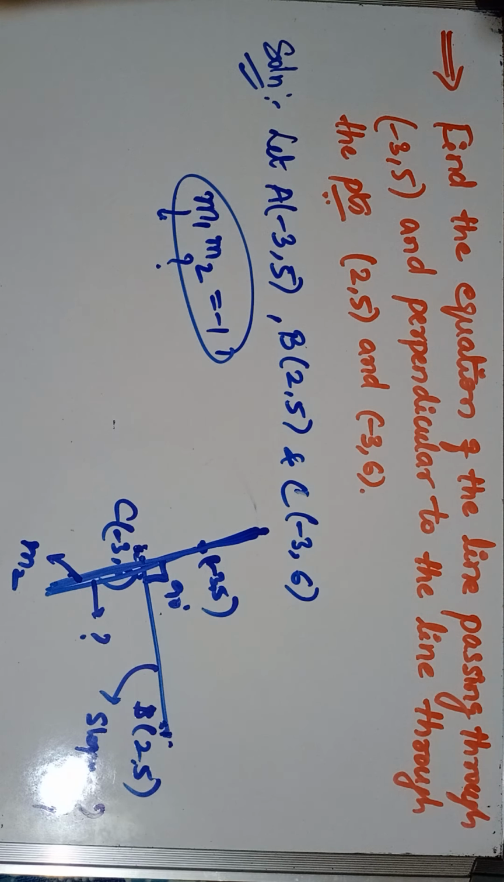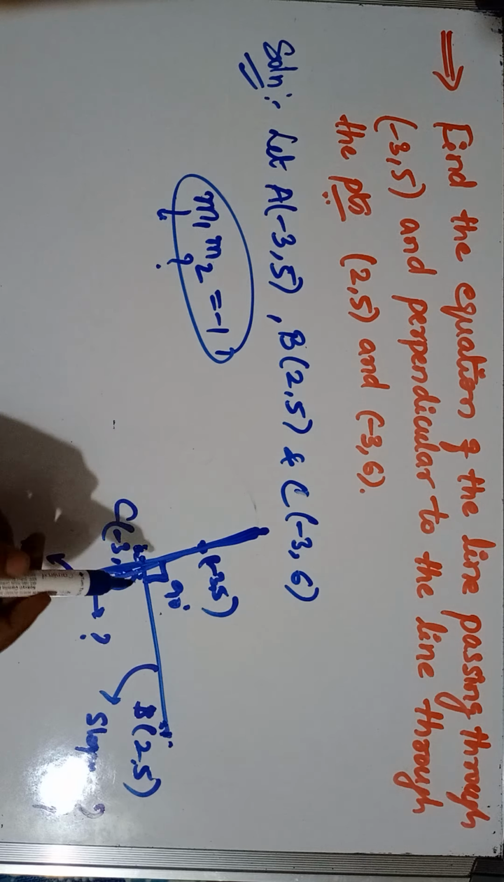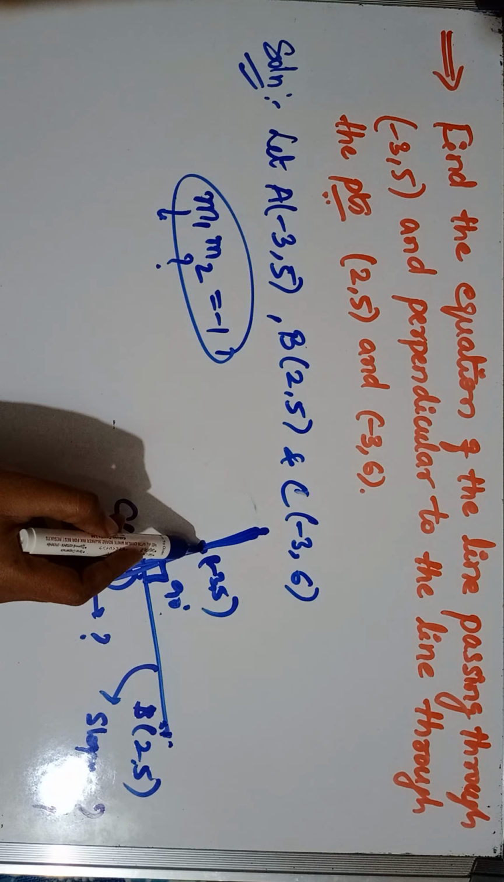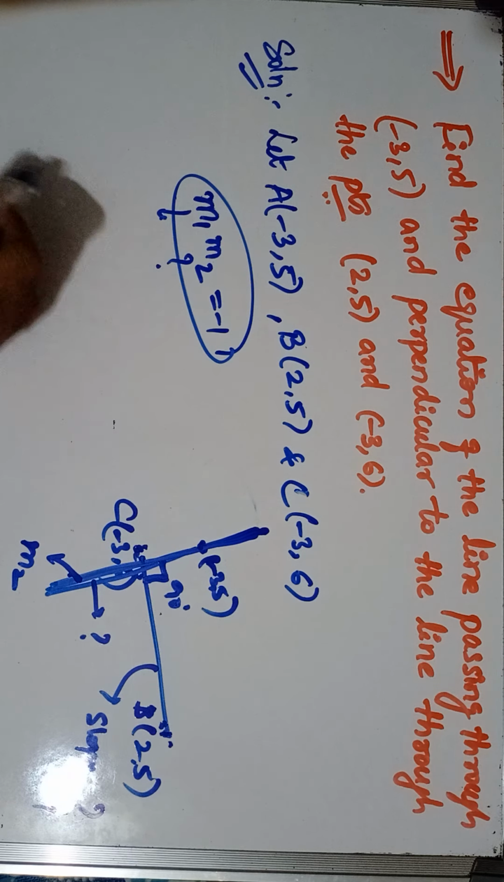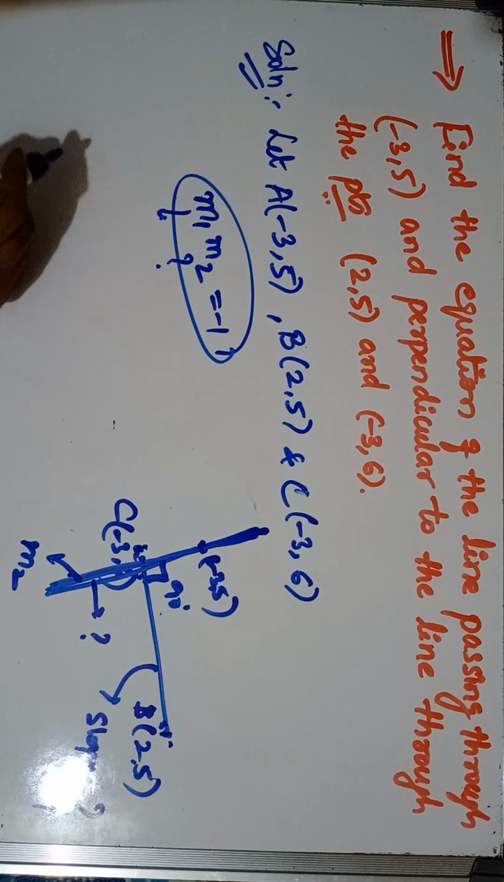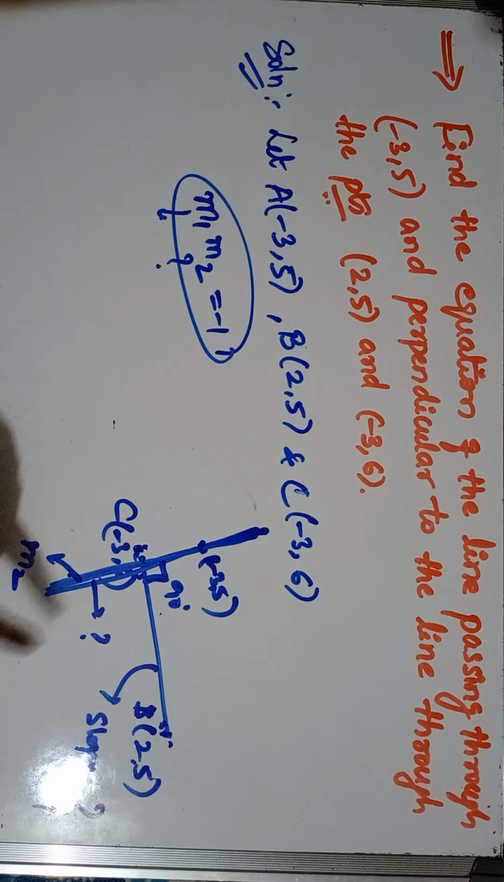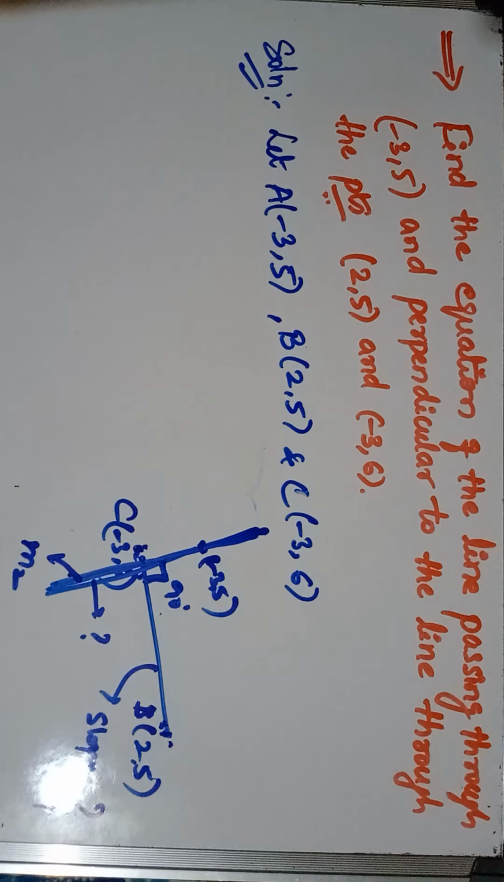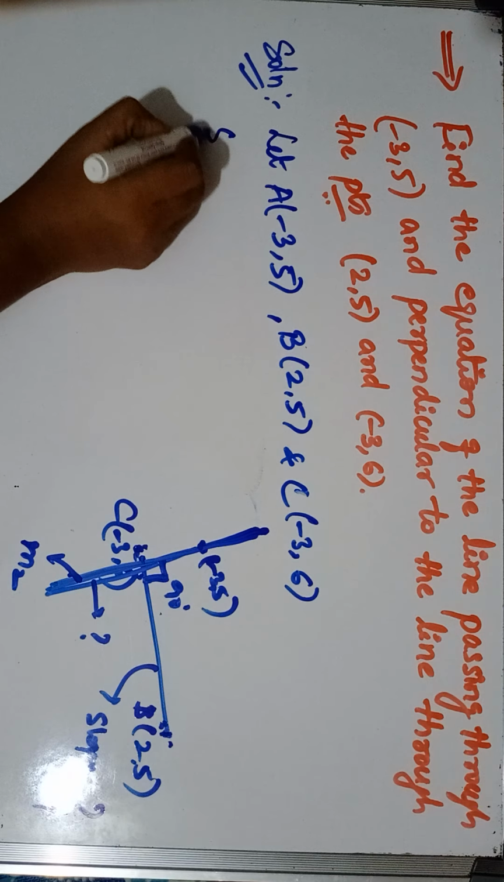Okay. So first of all, after finding this m2, we have the point through which the line passes, and if you find out the slope, we can make use of slope point form, and we can find out the equation of the line. Okay, first of all, here we need to find out what is the slope of line BC, which is perpendicular to the required line.